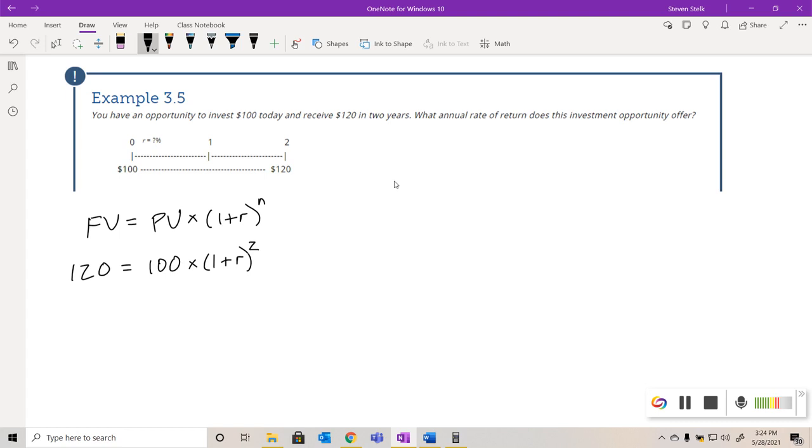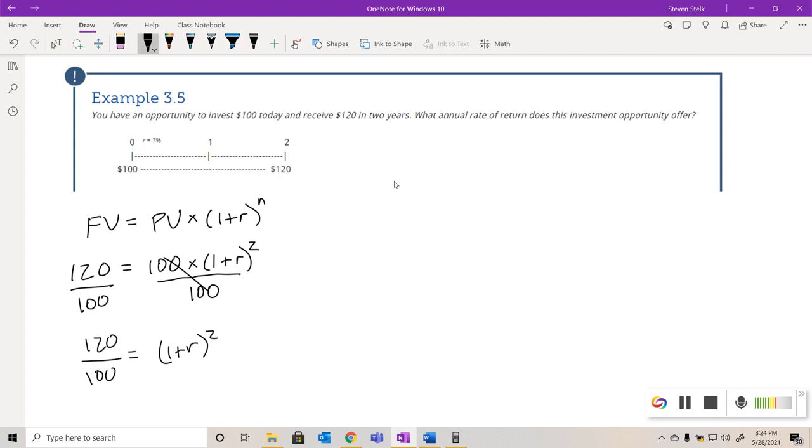All right, now I've got to do some work to solve for this r, to get it by itself. I'm going to start out by dividing both sides by 100. So they cancel out on the right-hand side, and on the left, I've got 120 over 100 is equal to 1 plus r squared.